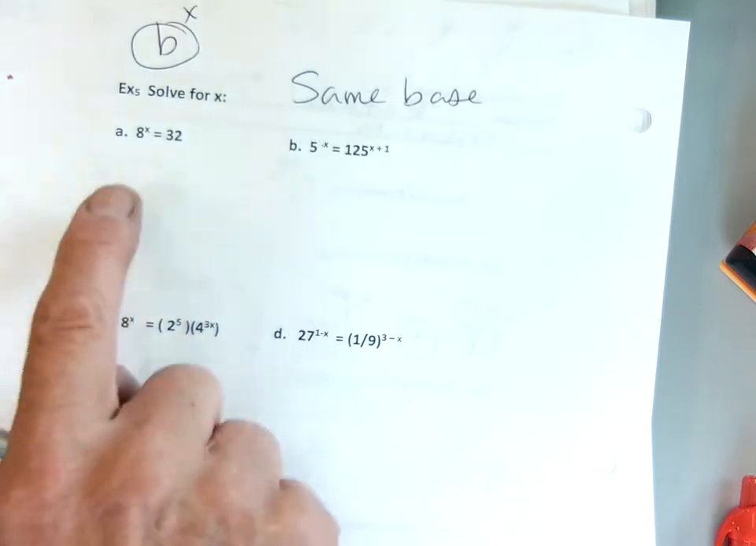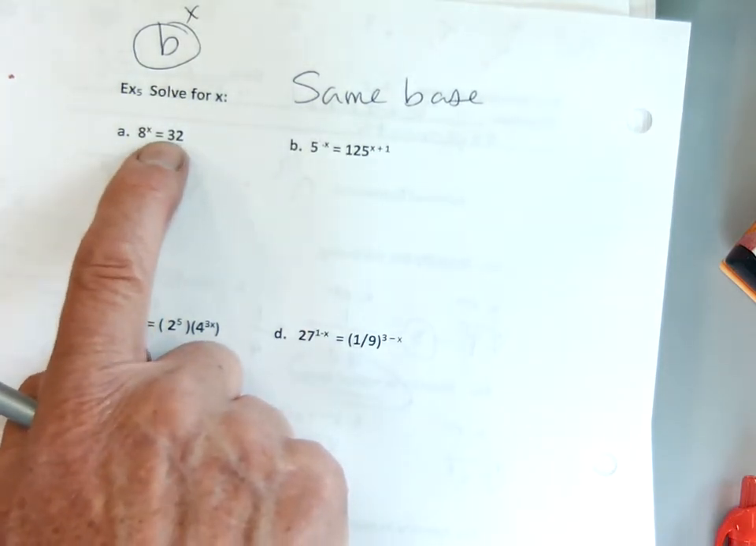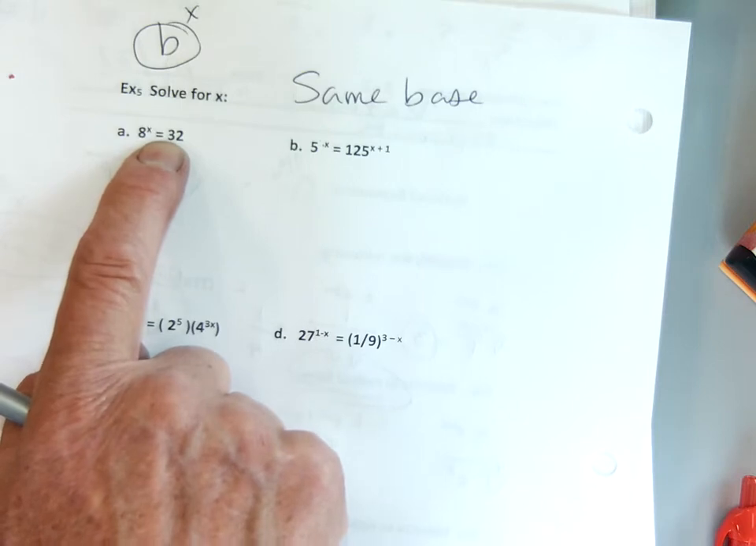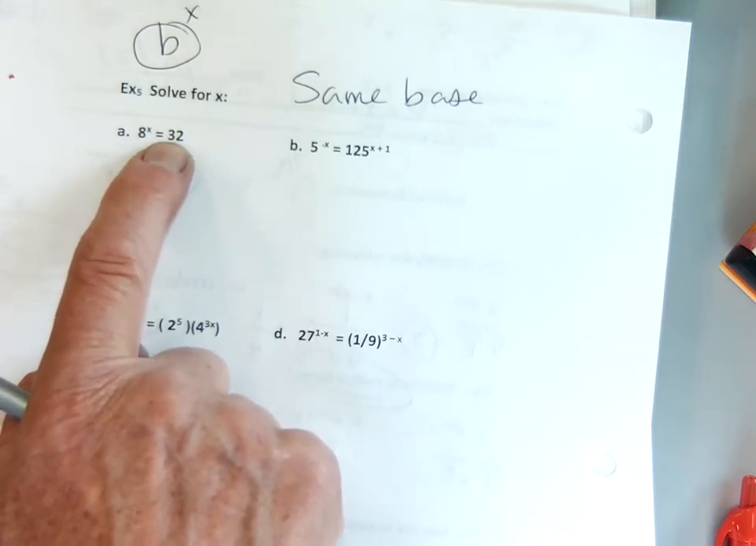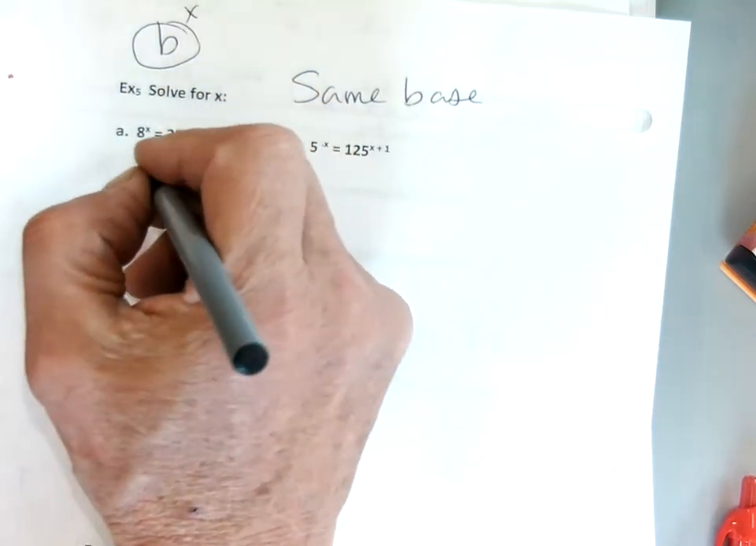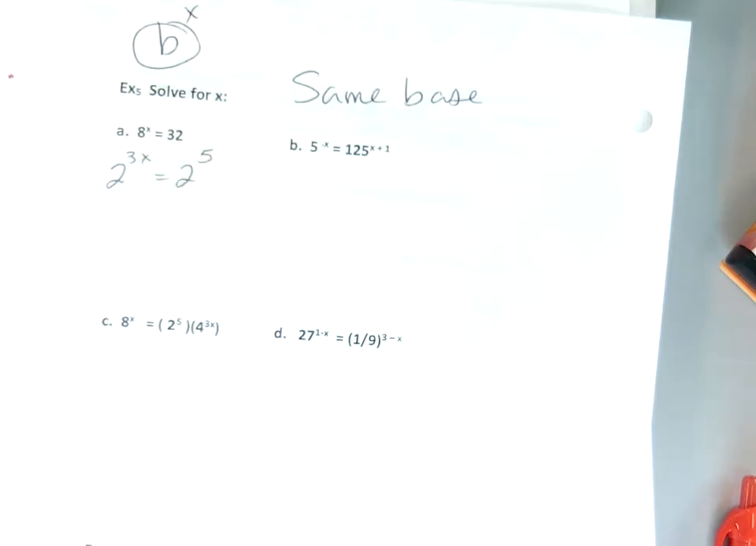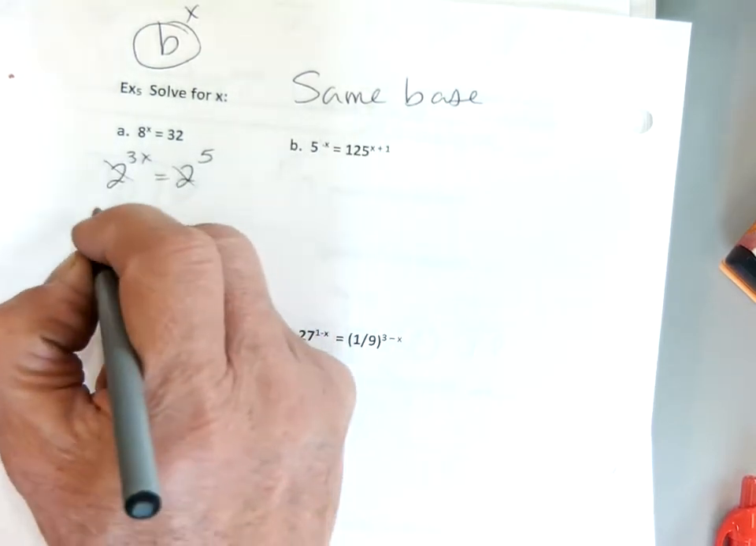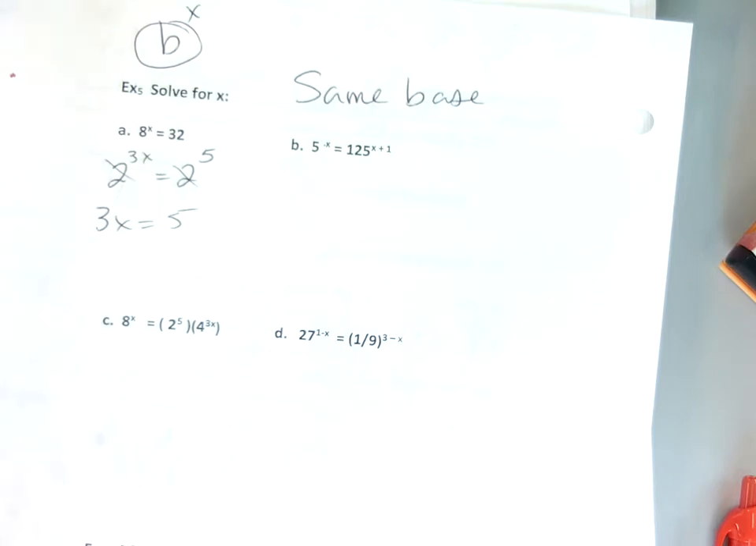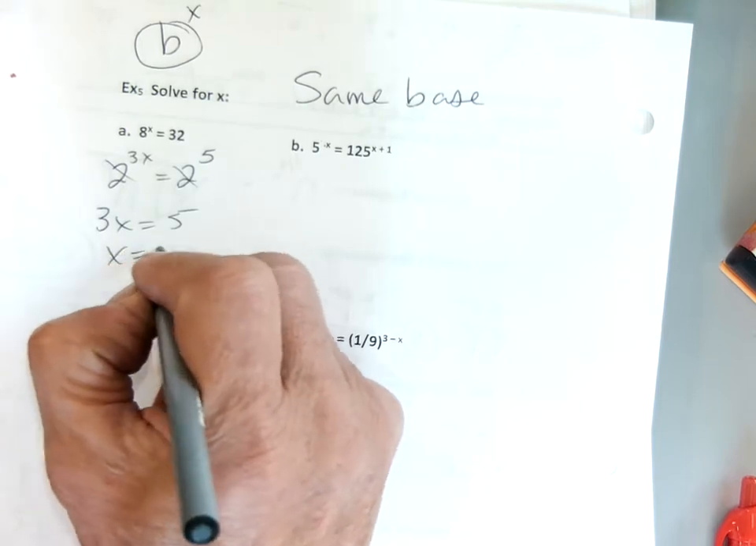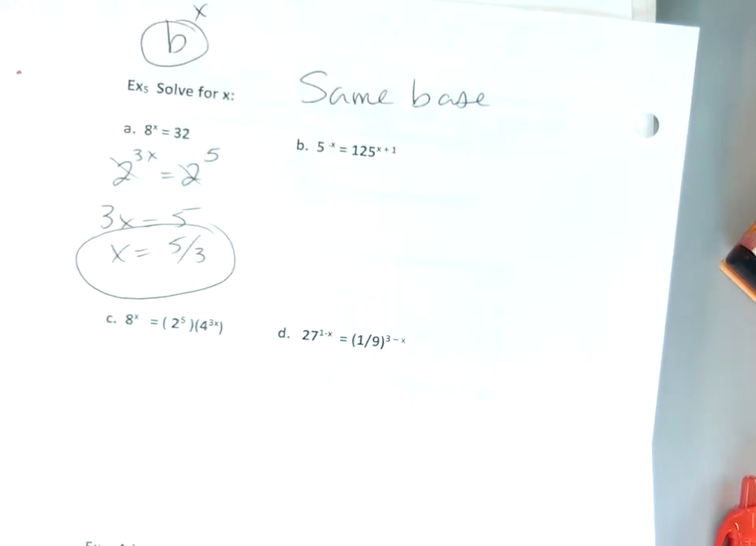So what's a good base between these two? 4? Go lower. 2. Because you can't change 32 into a 4, right? But you can go 2 cubed equals 8, and 2 to the 5th equals 32. No 4 to any power will equal 32. Yeah. Well, you'd have to have a decimal number, right? Okay. And since it's 2 to something, it really means just 3x equals 5, right? Divide by 3, and x equals 5/3. I like these. These are kind of fun, aren't they?